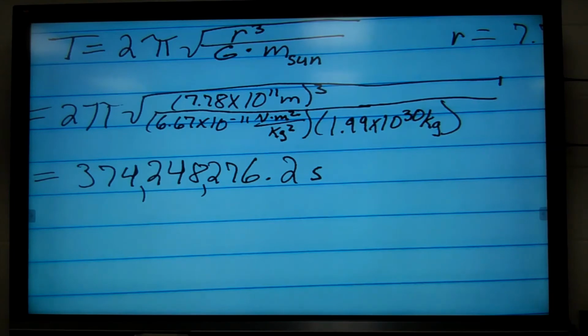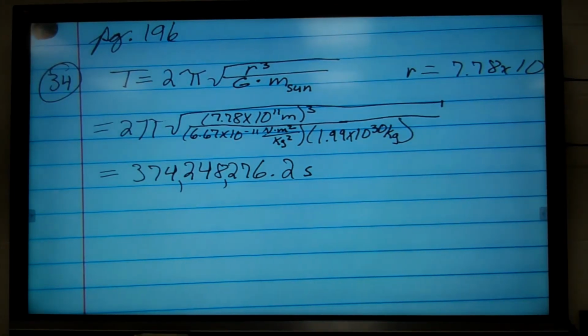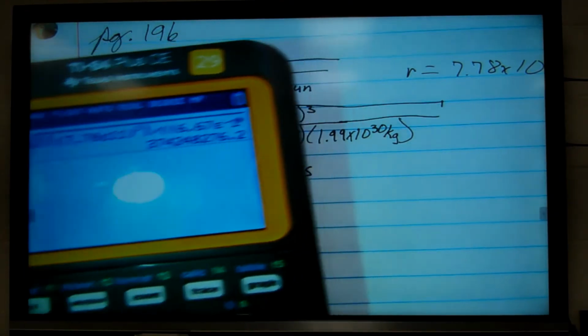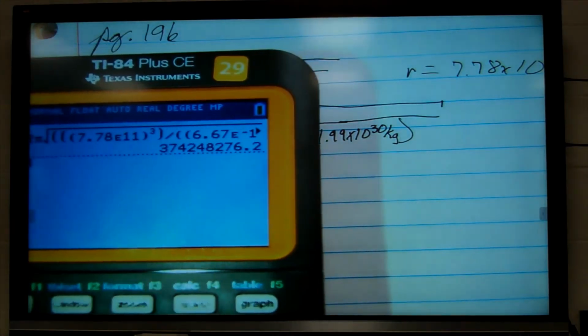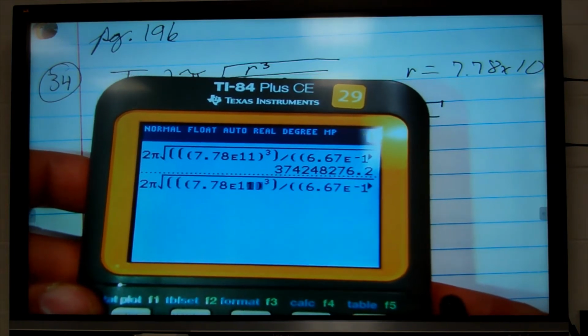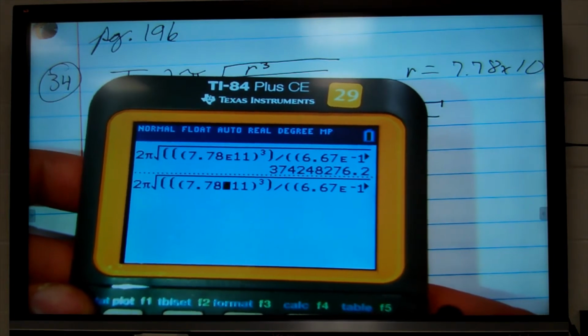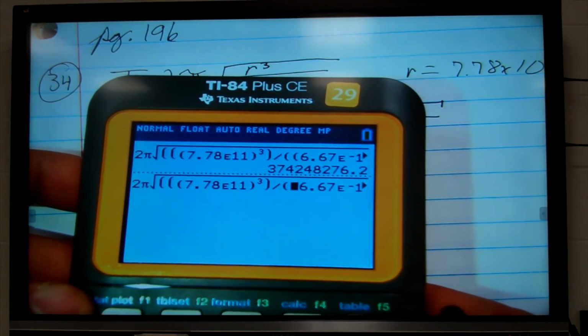I get 374,248,276.2 seconds. That'd be the number. All right, so here's what I want you to see. So you can see my calculator. I don't want you to see all that yet. So this is what I kind of put in there. Sorry. So 2 pi squared. I know I go parentheses crazy, but it keeps me from getting wrong answers normally.